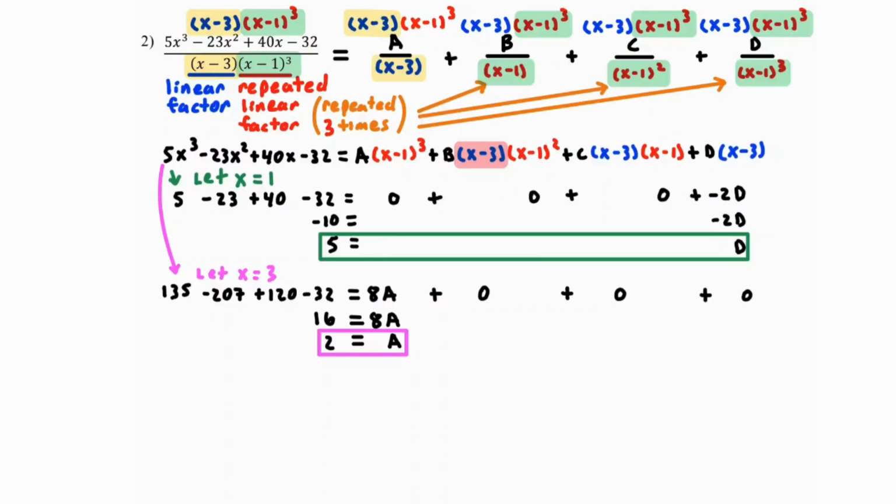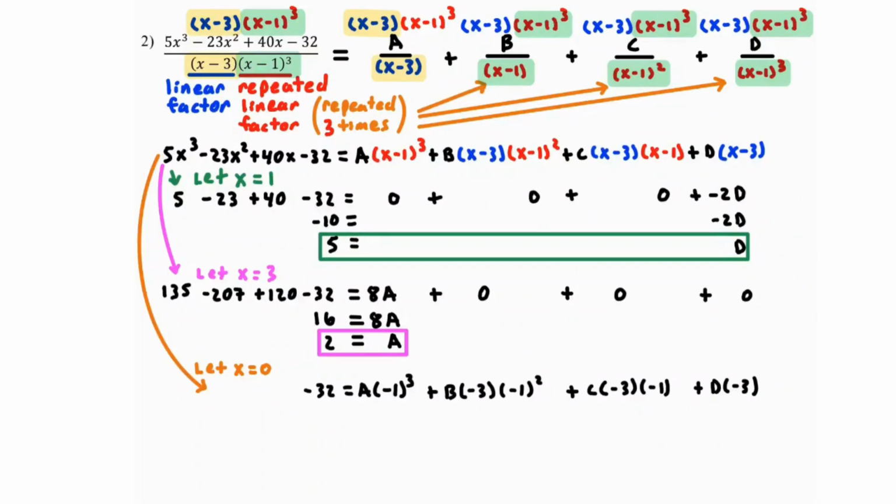Now there's no more factors, so we can choose x values. Let's choose another x value that is simple to use, such as x equals 0. Substitute this in and simplify. We get negative 32 is equal to a times negative 1 cubed plus b times negative 3 times negative 1 quantity squared plus c times negative 3 times negative 1 plus d times negative 3. Simplify this, we get negative 32 is equal to negative a minus 3b plus 3c minus 3d.